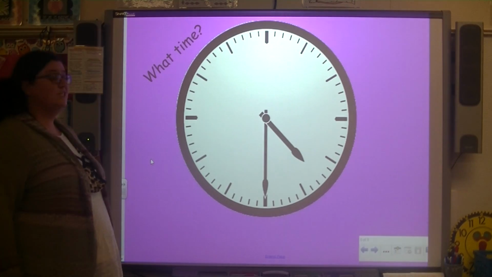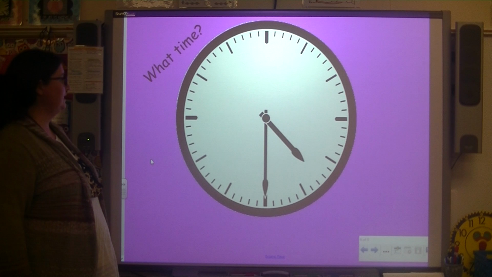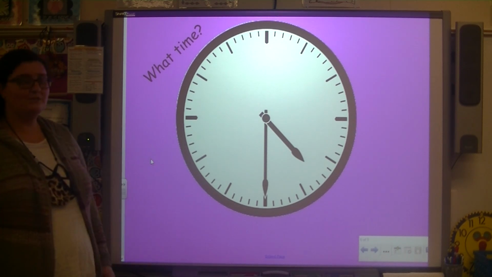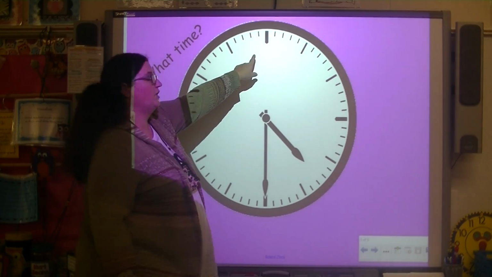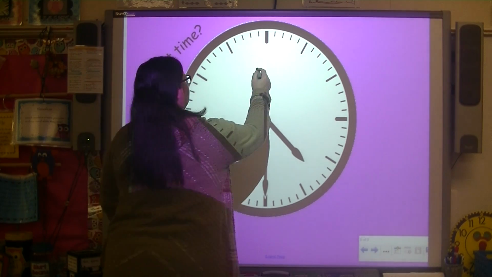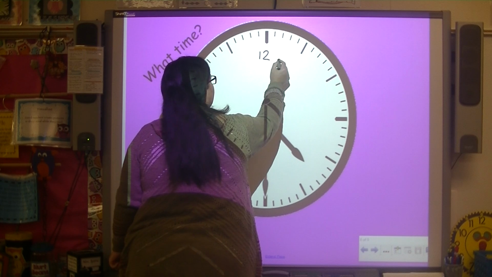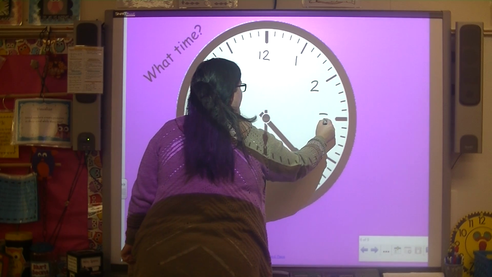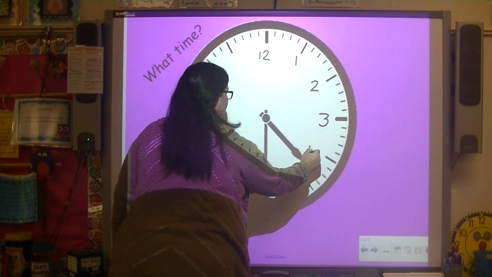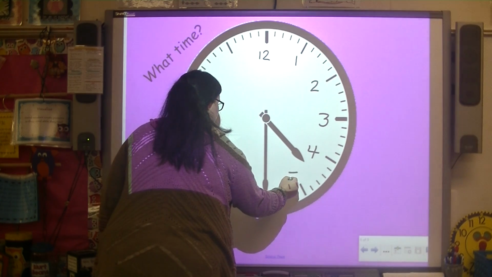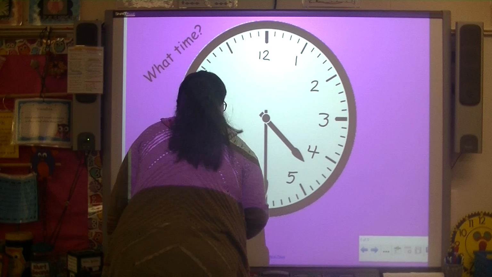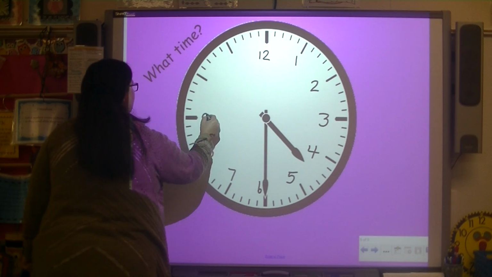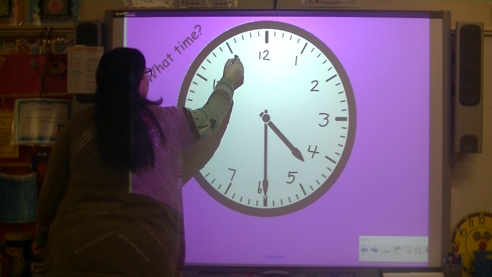Now look at this clock. It's missing the numbers. Guess what? I can fill those numbers in. What number goes at the top? 12. Then 1, 2, 3, 4, 5. This is 6, 7, 8, 9, 10, 11.